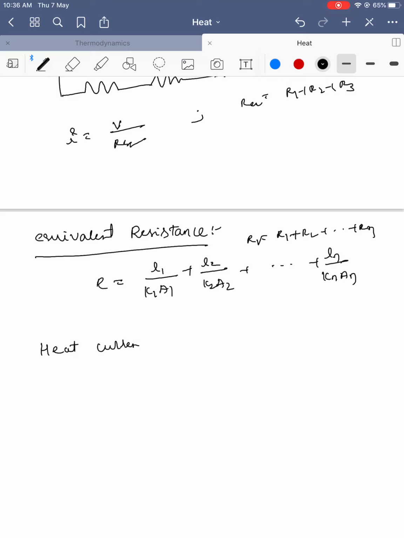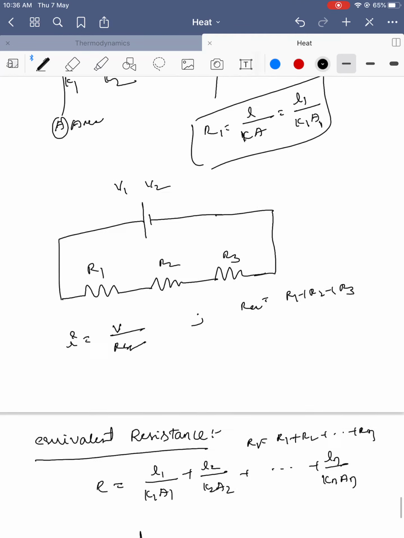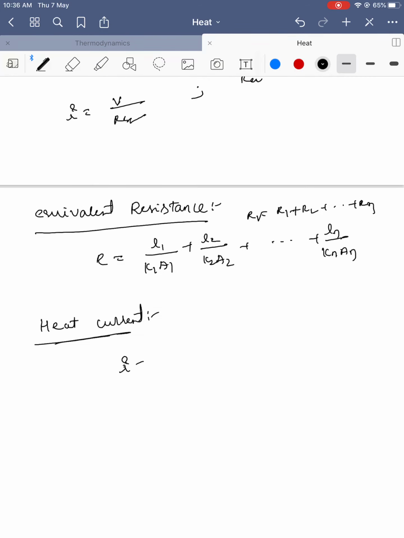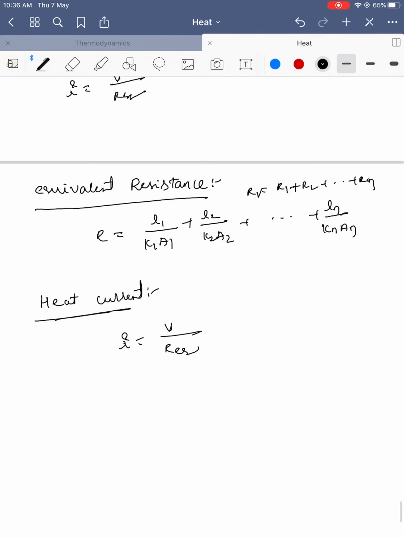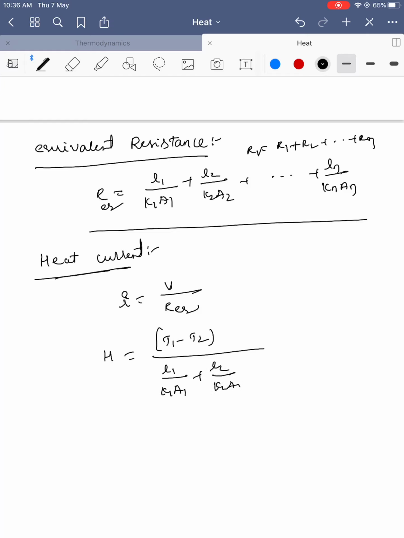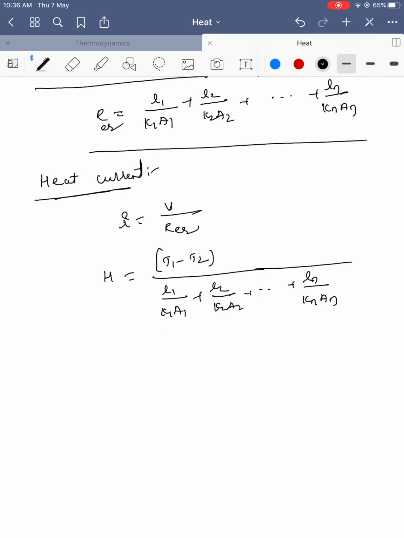So we have seen current, now we are going to see heat current. If you see this here, what is the potential difference? T1 minus T2. I is equal to, what is the formula? I is equal to V by R equivalent. Here I is nothing but H. H is equal to V by R equivalent, where V is the potential difference, in this case temperature difference, T1 minus T2. R equivalent we already wrote here: L1 by K1 A1 plus L2 by K2 A2 plus and so on plus Ln by Kn An. H is done. Next we are going to see equivalent thermal conductivity.